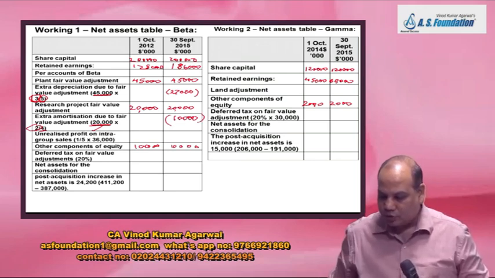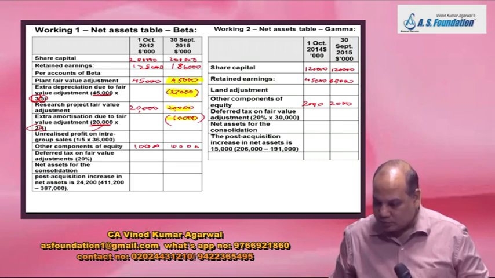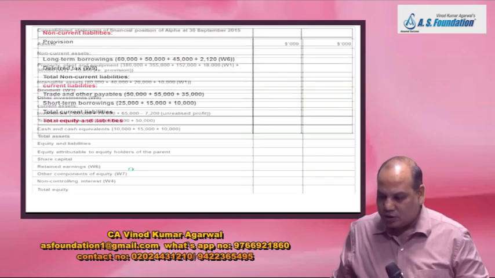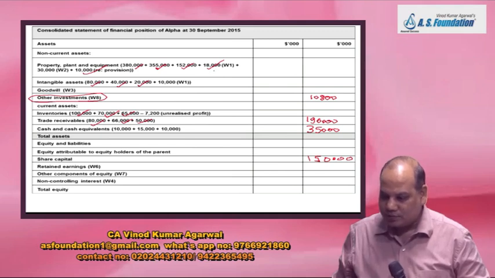Now wait, we have to also write these items. 45,000 minus 27,000. So how much? 18,000. An intangible asset 20,000 minus 10,000, 10,000. 18,000 and 10,000. You see here on the screen. This 18,000 is 45 minus 27. And this 10,000 intangible asset is 20 minus 10. So can you now complete the intangible asset in the outer column?